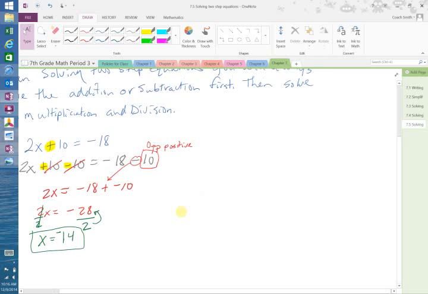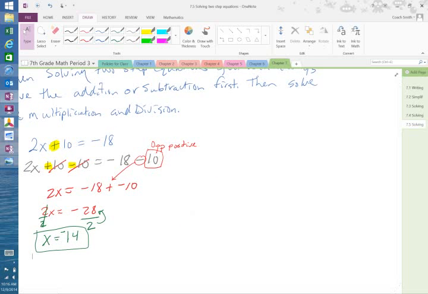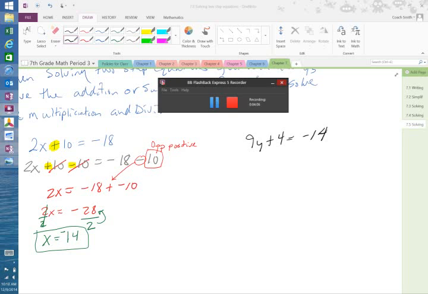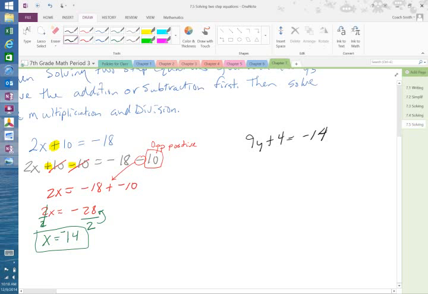Okay? So I want you to try this one. Very similar to that one, just different numbers. Okay, so see if you can follow the steps and solve 9y plus 4 equal negative 14. Okay, who has an answer? Zach? Negative 2, that is correct.